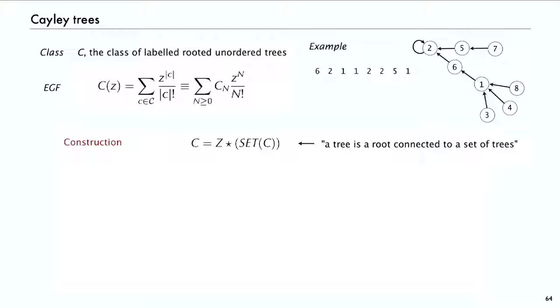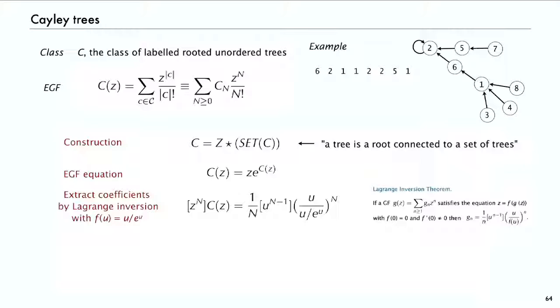So the construction is simple. A Cayley tree is a node connected to a set of trees. The transfer theorem then gives us immediately C of z equals z e to the C of z. That's the exponential generating function for Cayley trees, labeled, rooted, unordered trees. And so that means that z equals C of z over e to the C of z. So we can apply Lagrange inversion with f of u equals u over e to the u. And so that's Lagrange inversion: u over f of u is e to the u.